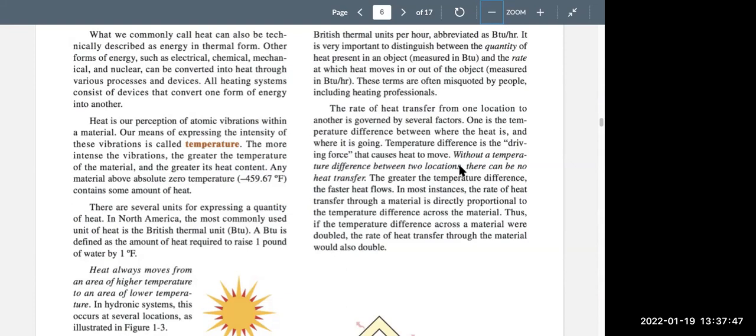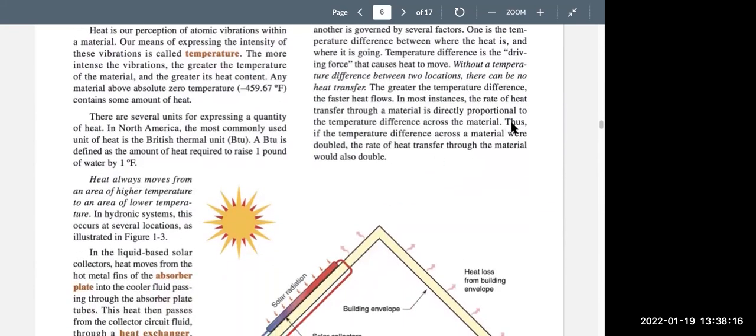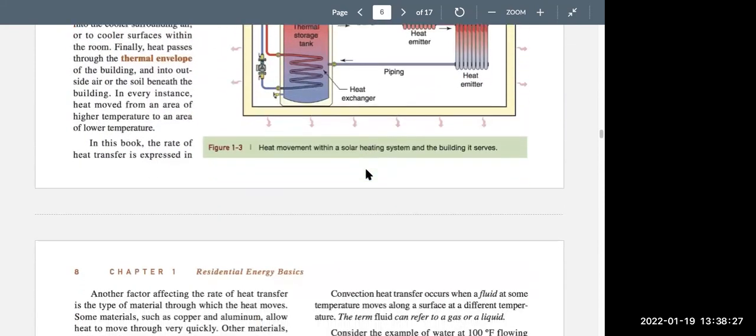The greater the temperature difference, the faster the heat flows. So in other words, the heat's going to move around the house and try to warm it up as fast as it can when it's really, really, really cold. But you got to have enough heat to be able to do that. So thus, if the temperature differential across the material were doubled, the rate of heat transfer through the material would also double. So those are just some simple concepts.